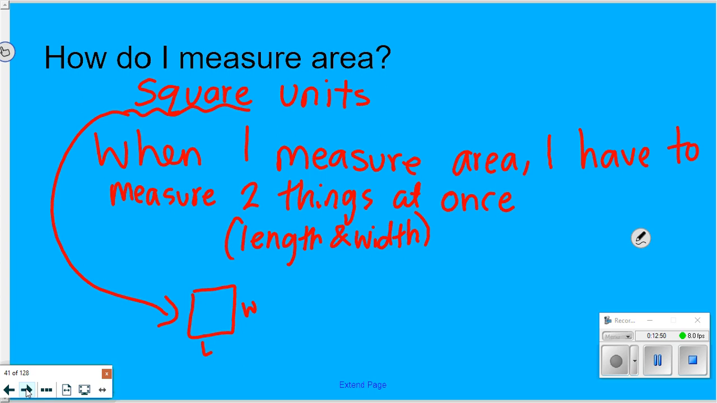Heidi? I have a question. Go for it. So how come we can't use a triangle to measure? That has a length and a width. It has a base.